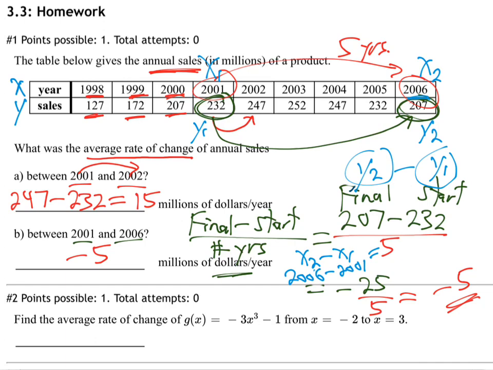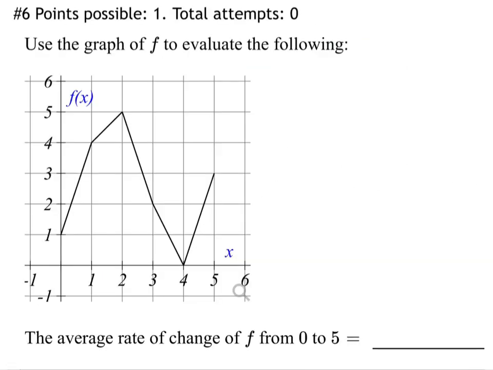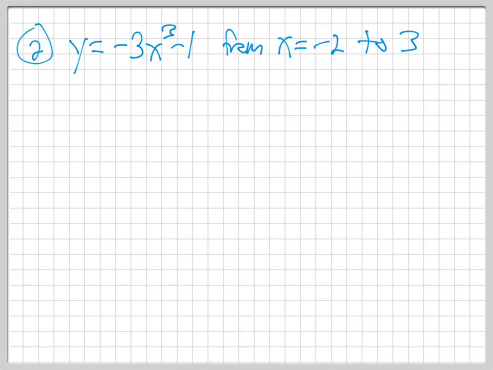So let me exactly do it now. What is it? Minus 3x cubed minus 1. Let me go here where we have some more room. I'm going to do number 2 right here. So y equals minus 3x cubed minus 1 from x equals, where was it? I don't even remember. Here, so how do we do this? Basically, they're asking us average rate of change.